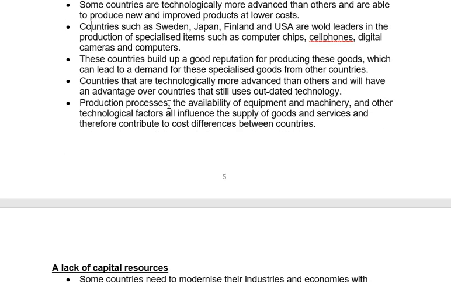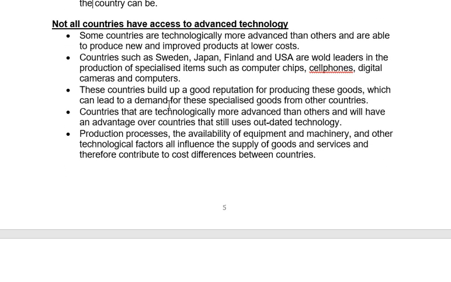Okay, the next reason from the supply side is the fact that not all countries have access to advanced technology. Certain countries are just technologically more advanced than others, so they are able to produce technologically advanced products, and they're able to produce at a lower cost. Machinery doesn't take tea time. Machinery doesn't get sick. Machinery doesn't go for operations and stay 6 weeks off work.